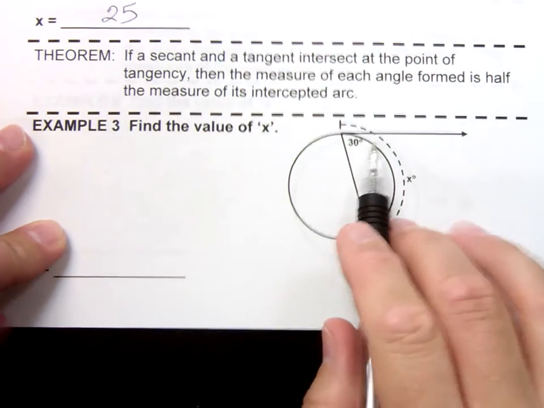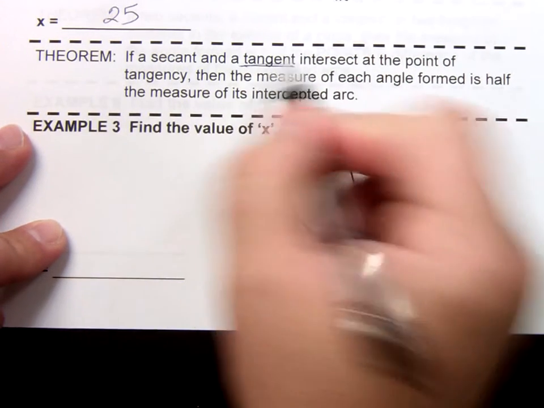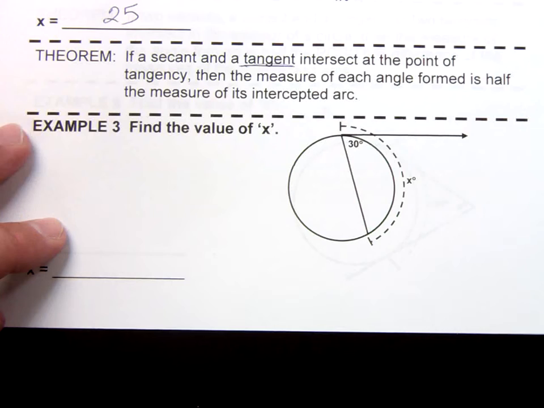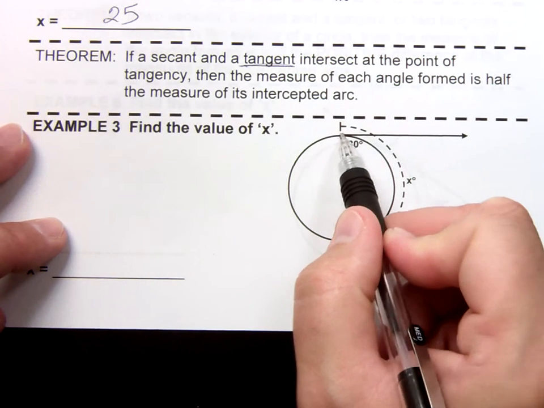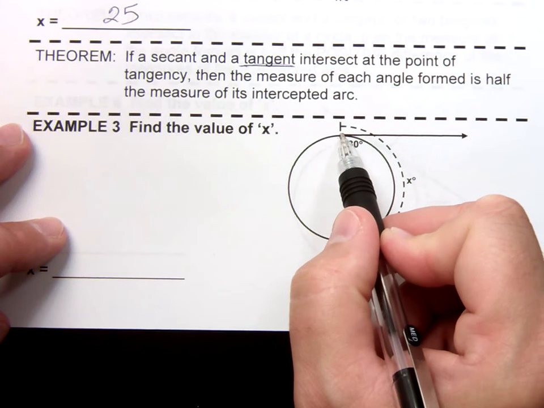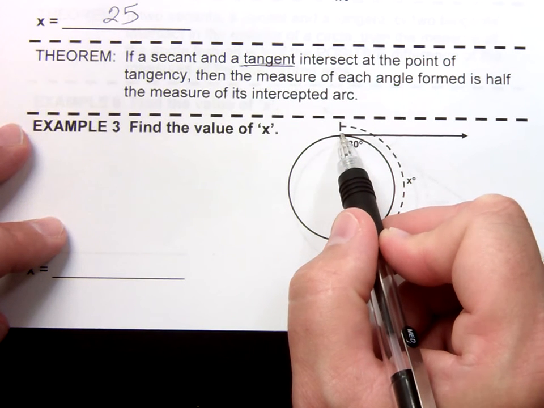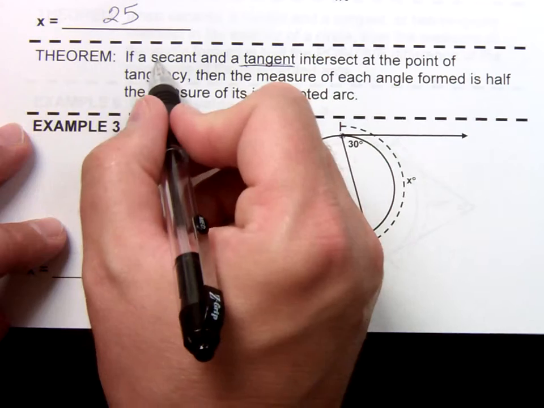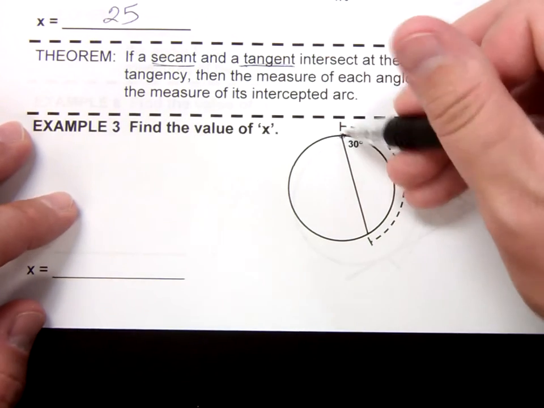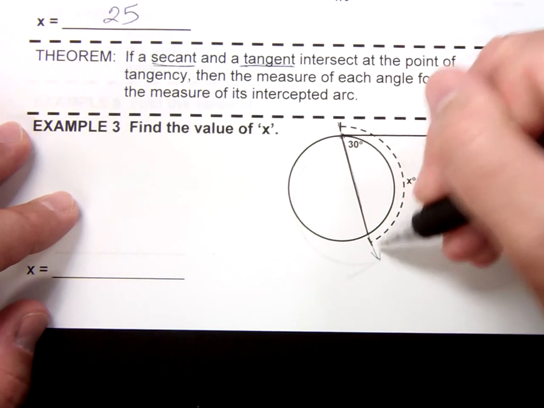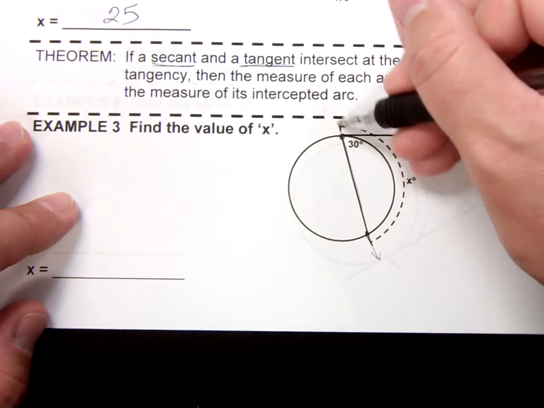So right here, remember that a tangent is a line that intersects a circle at one point. So this is the tangent intersecting the circle at this point right here. And that point that the tangent intersects the circle at is called the point of tangency. And then remember that a secant is a line that intersects a circle at 2 points. So this is the secant. It's intersecting the circle at these 2 points.